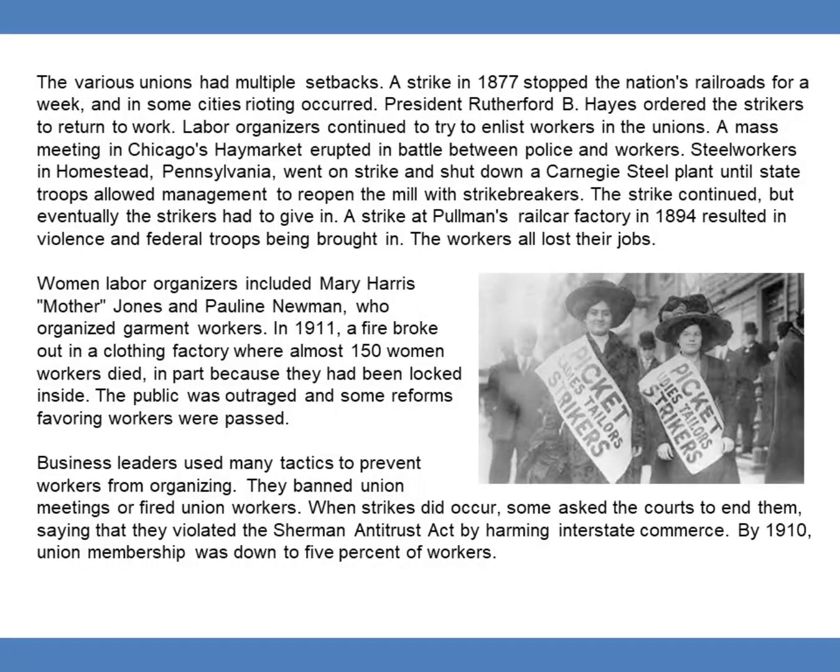Steel workers in Homestead, Pennsylvania went on strike and shut down a Carnegie steel plant until state troops allowed management to reopen the mill with strike breakers. The strike continued, but eventually the strikers had to give in. A strike at Pullman's railcar factory in 1894 resulted in violence and federal troops being brought in. The workers all lost their jobs.